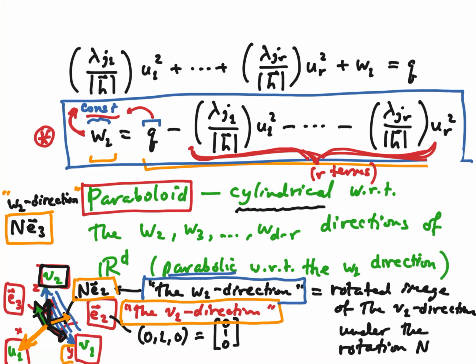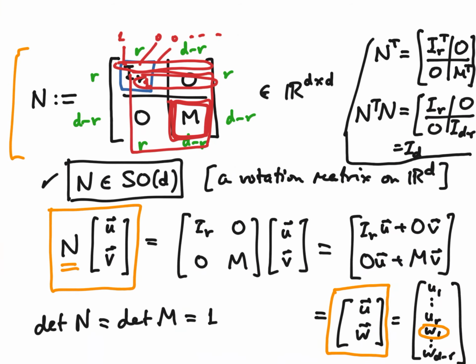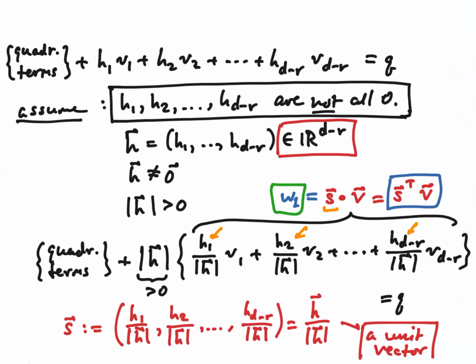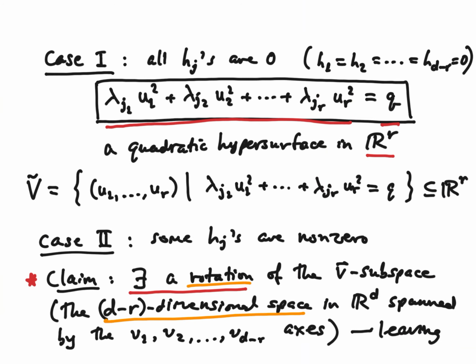And what happened to the remaining d minus r dimensions? Well, one of them is parabolic. That's w1. That's the w1 direction. And then the remaining directions, the w2 direction, w3, the quadratic hypersurface is cylindrical with respect to those. Okay, great. So this brings us back to case 1. If we can understand the shape of an equation of this type, where there's only pure square terms and a constant term, then we'll basically have everything we need to understand the geometry.